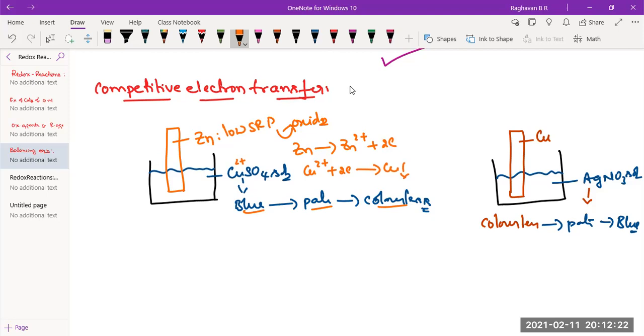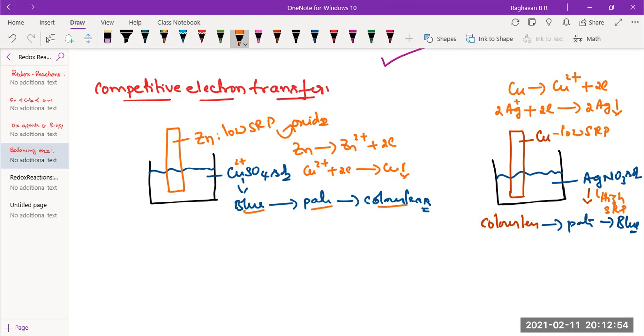Likewise here, this has low SRP, and obviously silver has high SRP. Okay, therefore copper loses its electron to silver, and silver gains electron and gets precipitated. This is the thing. Is it okay?